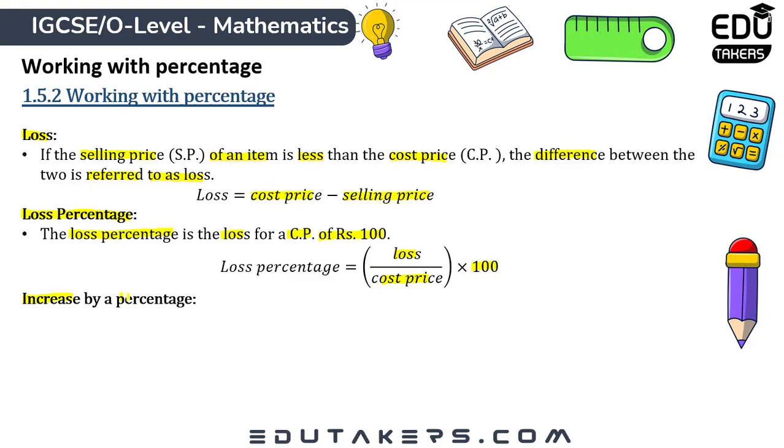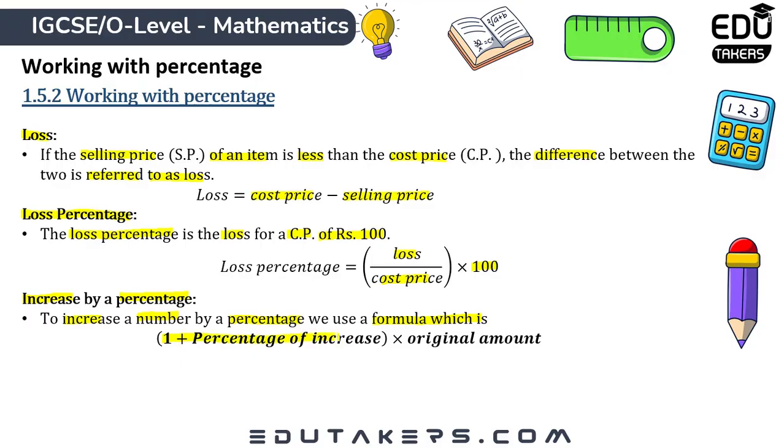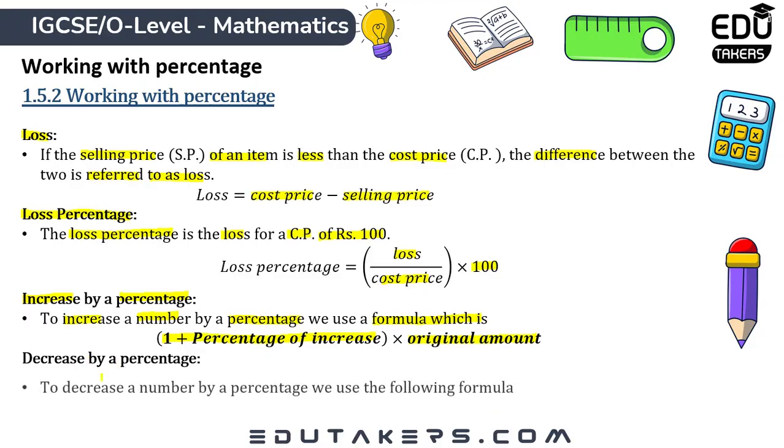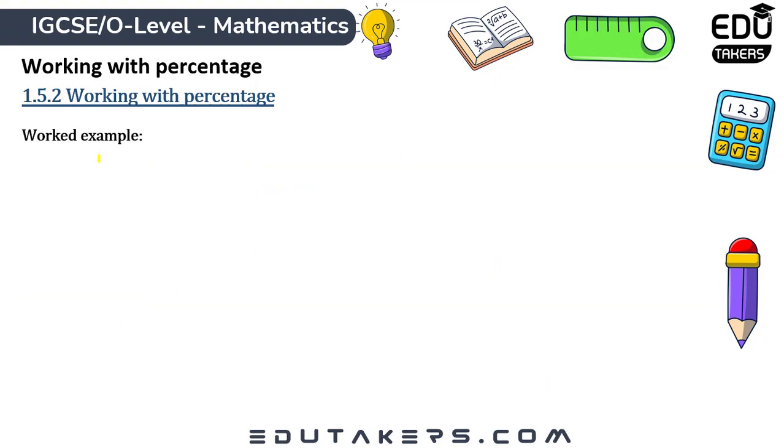Increase by a percentage. To increase a number by a percentage, we use a formula which is 1 plus percentage of increase multiplied by original amount. And decrease by a percentage. To decrease a number by a percentage, we use the following formula. It will be 1 minus percentage of decrease multiplied by original amount.